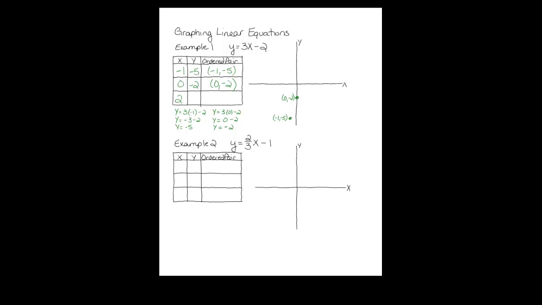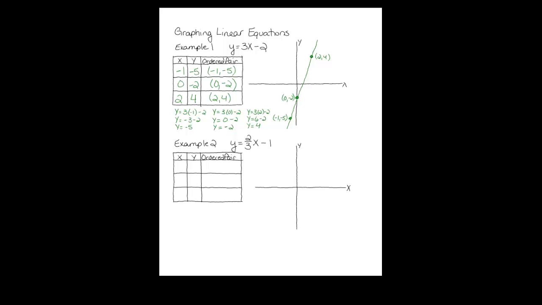And the third point, we have 2. So y equals 3 times 2 minus 2. Y equals 3 times 2 is 6, minus 2. Y equals 6 minus 2 is 4. So when x is 2, y is 4. That is the ordered pair 2, 4. Plotting this on the graph, 2, 4. We'll go right up here and connect these points with a straight line. That is the graph of this linear equation.